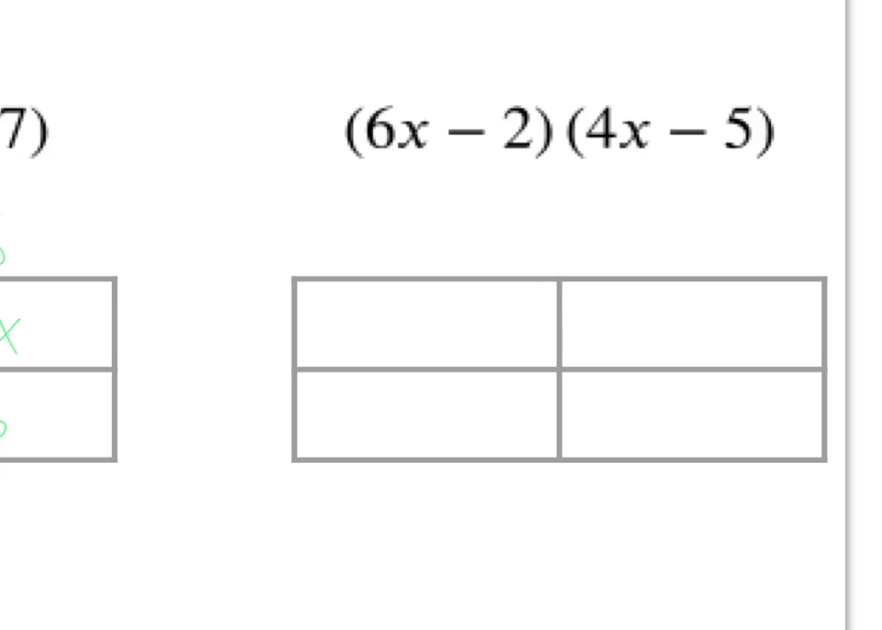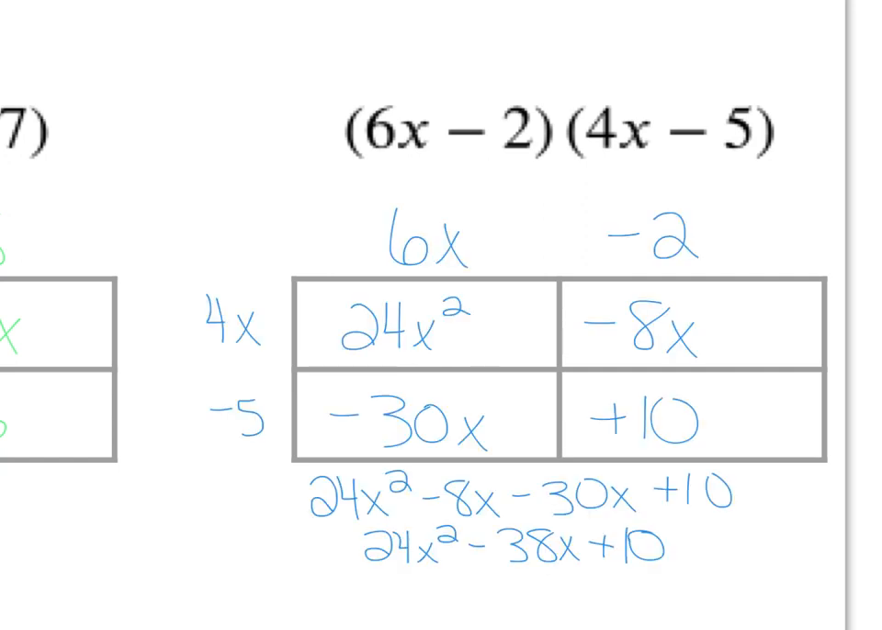All right, here's one more. Why don't you pause the video, try this one on your own, then turn the video back on to check your work. This time I got 24x squared minus 38x plus 10. Check your work, make sure you got the right answer, make any corrections that you need to, and now you're ready to practice.